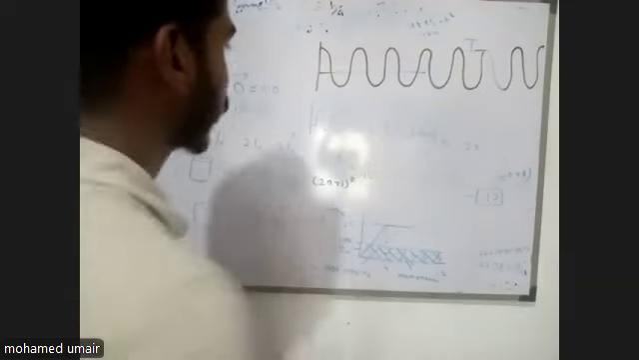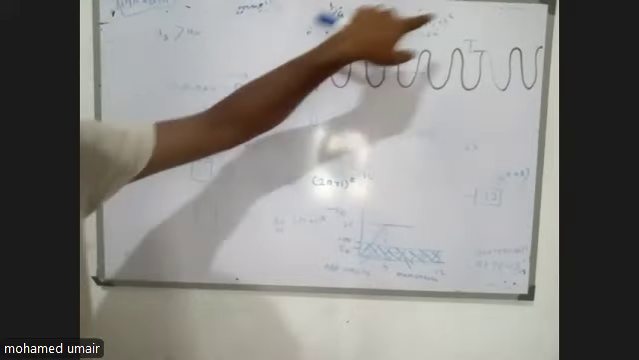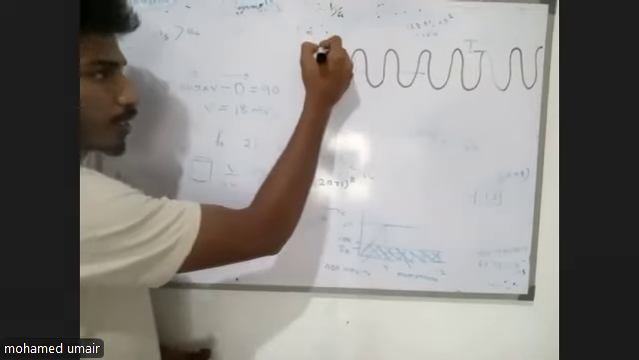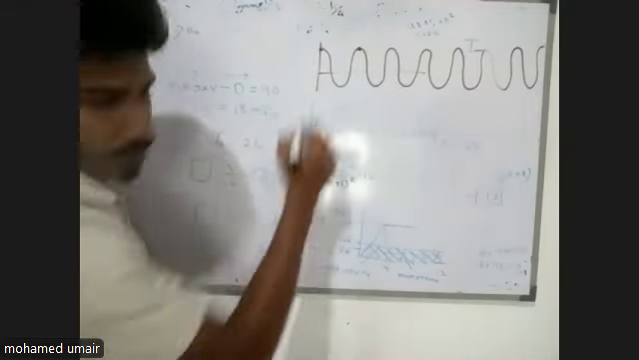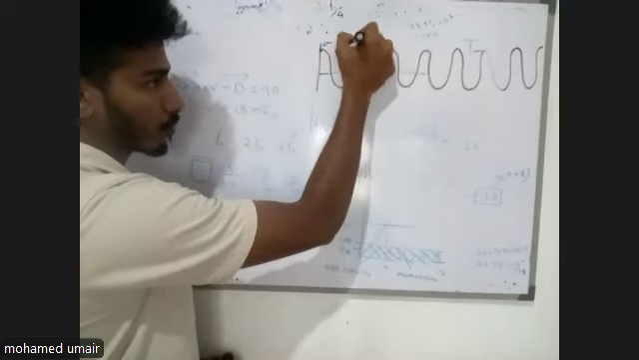So you can see here, this is the way how the wave is oscillated. So I start from here, one complete oscillation. This will be known as a periodic time.